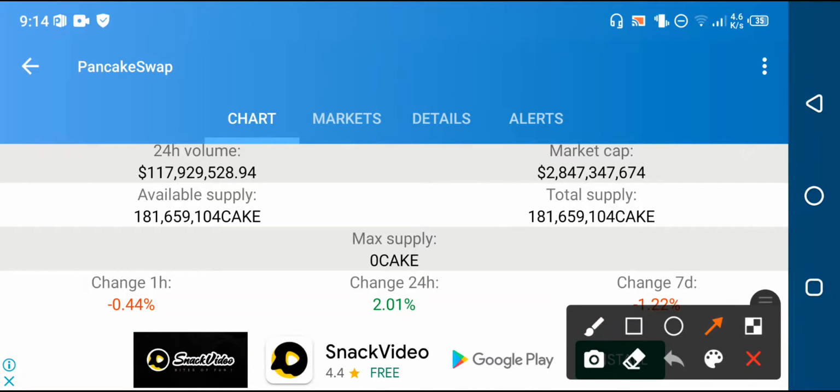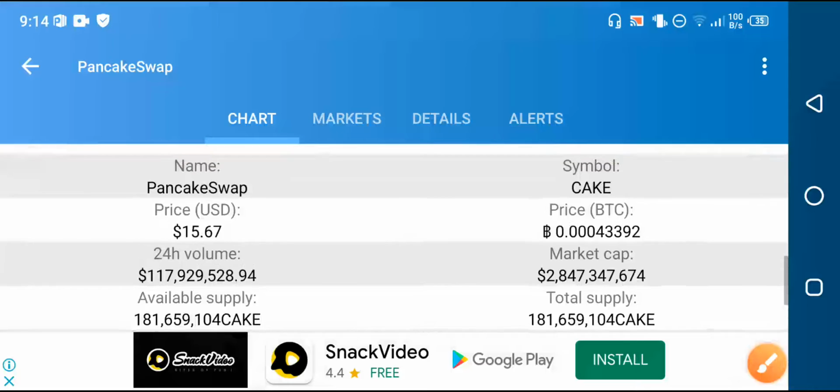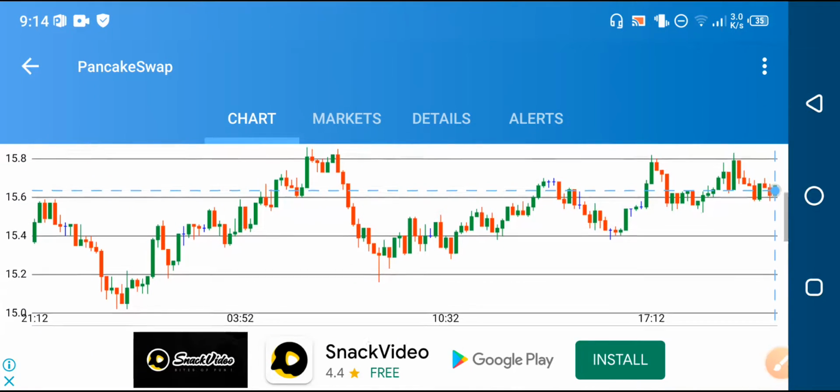You know what? Yesterday was a good day for the Pancakeswap. Yesterday they took a good jump, but unfortunately, in the current situation, the latest last 1 hour price change of the Pancakeswap is going negative. So that means the price is going down in the last 60 minutes, my friends. But don't be disappointed. I hope that everything will be fine, my friends. Don't be disappointed by the Pancakeswap.